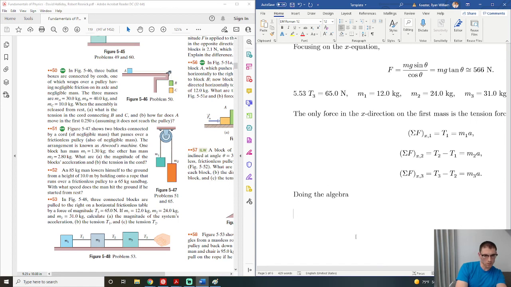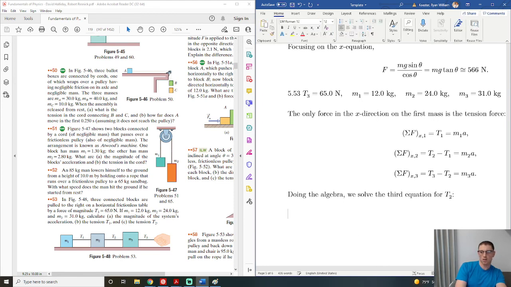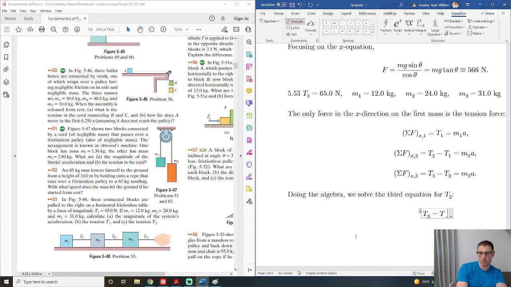We've got to do it. Let's see what we want to do here. I would say the sensible thing to do is to solve the third equation for T2. So we would find that T3 equals T2 plus M3A, and then we just subtract M3A from both sides, right?